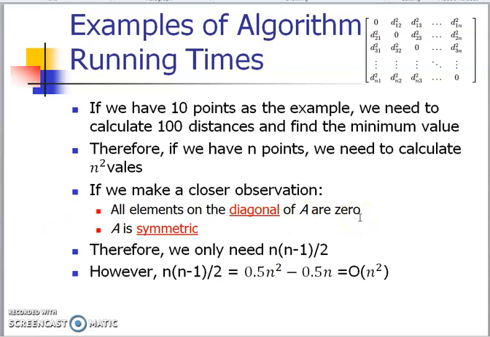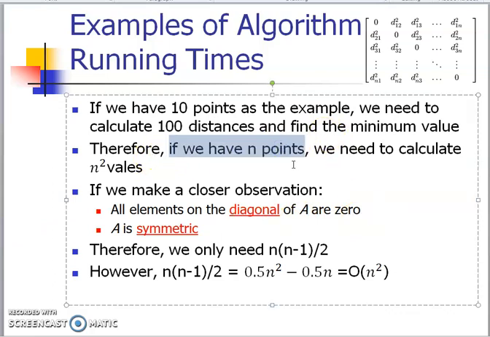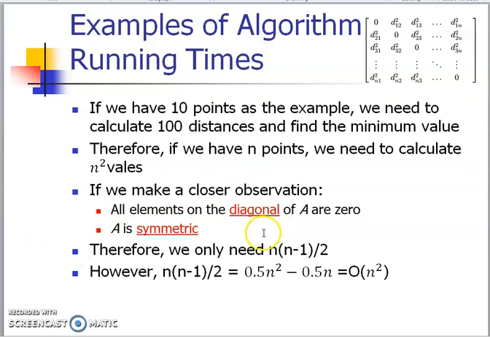So, in this case, if we have n points, we need to calculate n square values. In other words, if I have 100 points on a two-dimensional space, how many distances do you need to calculate? It's basically 100 to the power of 2, which means it's 10,000 distances. This is the idea of an n square operation. Of course, if you are good in math, you will understand one thing.